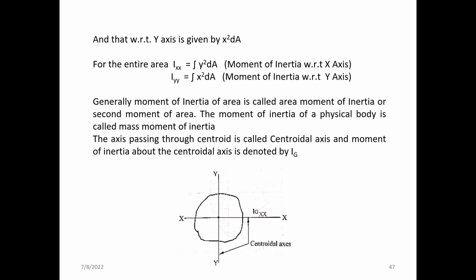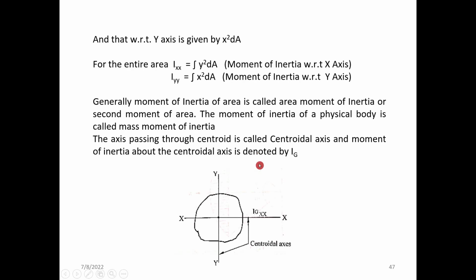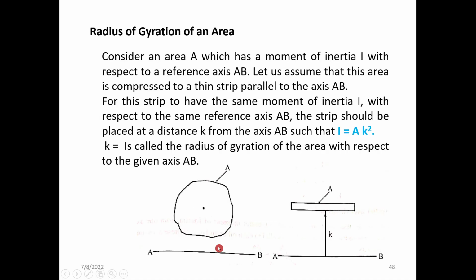So this was the thing I explained before. The moment of inertia varies with respect to the selected axis. This is an axis which is separated far away from the planar area considered. For the axis which is passing through the centroid of the planar area, it is called the centroidal moment of inertia, denoted by Ig. So Igxx and Igyy.